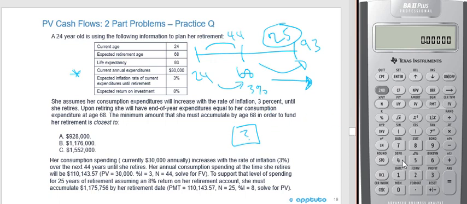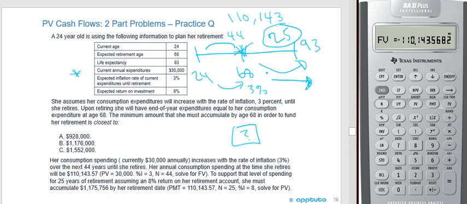So we know the N is going to be 44. So she has 44 years until she retires. It's a 3% inflation rate. The 30,000 is the current consumption, the present value. No payments. It's not annual. It's not a series of payments. So we're going to compute the future value, and we're going to get 110,000. So 44 years from now, that 30,000 is the same as 110,143 at her retirement date.